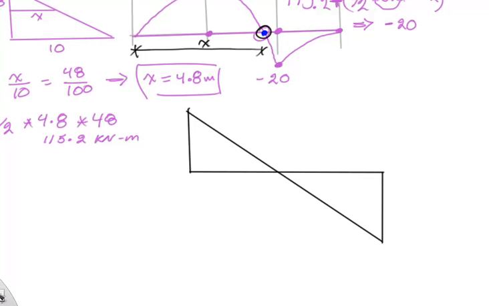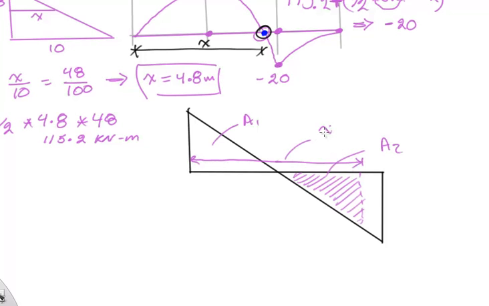And I know that this area, let's say area 1, should be equal to some area included in this triangle, let's call it area 2, such that this distance all the way here should give me the x value for M equals 0. Now all I need to know is how to find this distance.